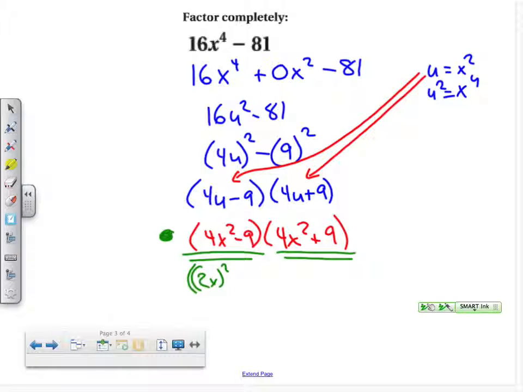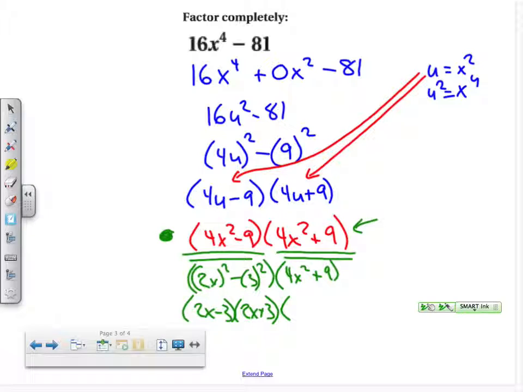we notice that, again, we have something squared minus something squared. On the right, we have something squared plus something squared. There is no special pattern for a sum of squares. So the right side's done. The left side, we can use the difference of squares pattern. We got 2x minus 3 times 2x plus 3, and then 4x squared plus 9. And then that's our factored form.